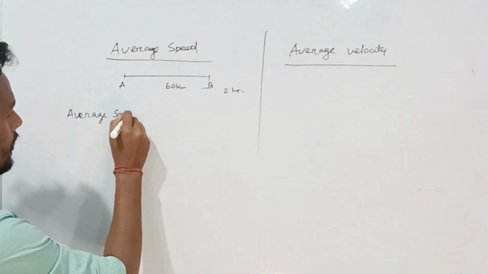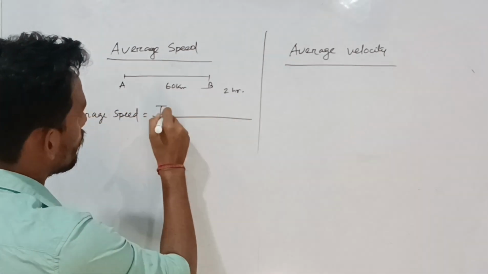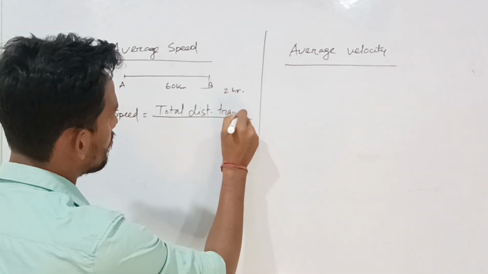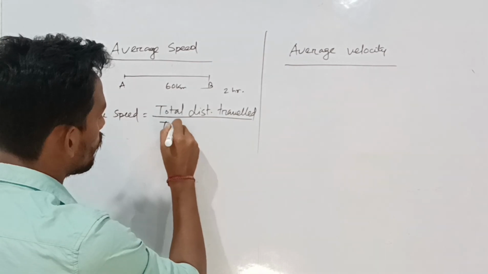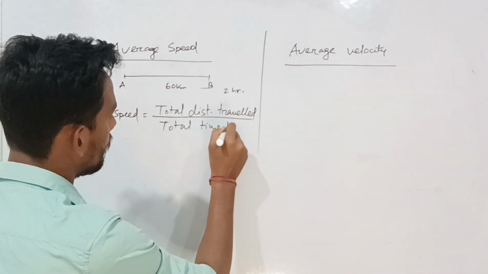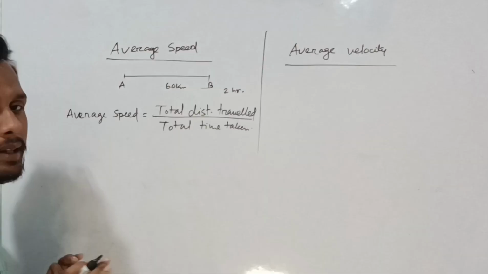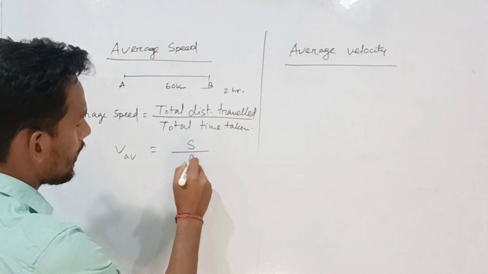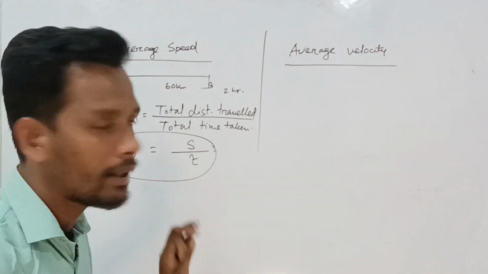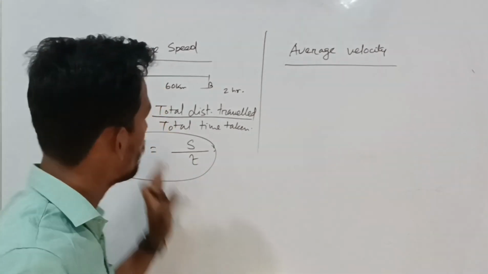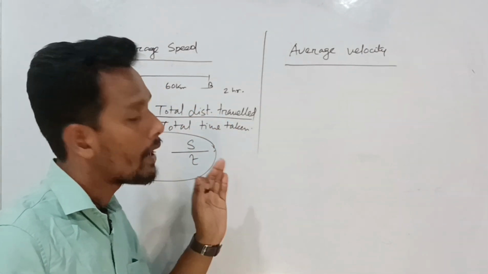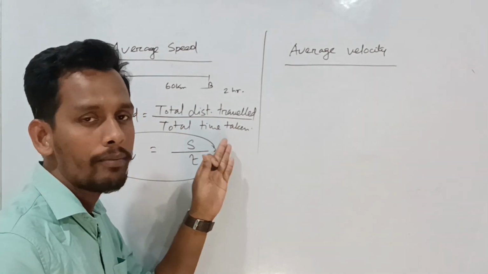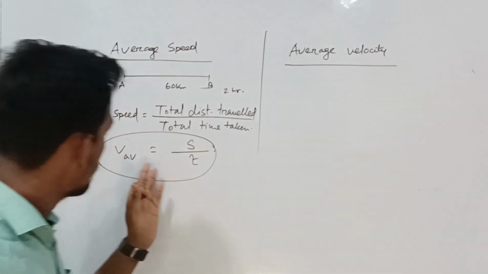Average speed you have to calculate by total distance traveled by total time taken. This is the average speed. So v average you can write total distance s by total time t. The formula is the same, but the concept is different. Average speed is how much distance you have traveled divided by how much time you have taken. If you divide that, you will get the average speed.